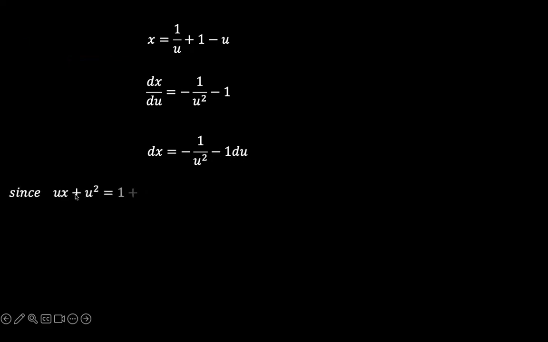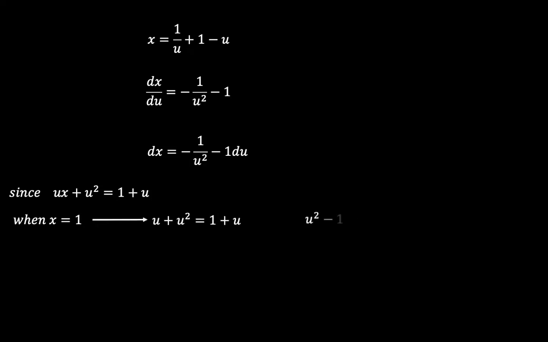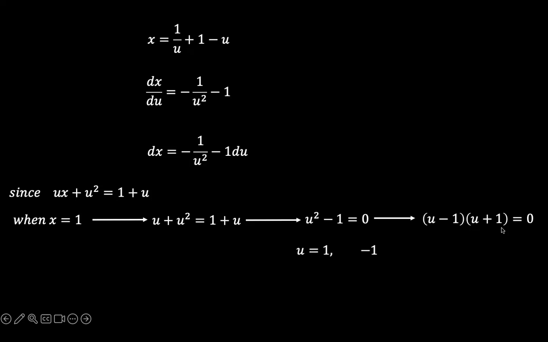Now, since ux plus u squared equals 1 plus u, when x equals 1, that means that u plus u squared equals 1 plus u, and therefore u squared minus 1 equals 0 by subtracting u from both sides. That means u minus 1 times u plus 1 equals 0, therefore u equals 1 or negative 1. And since we saw from our expression that u must be positive, it means that u equals 1.